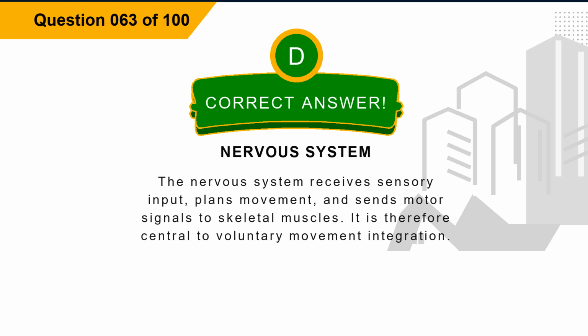Explanation. The nervous system receives sensory input, plans movement, and sends motor signals to skeletal muscles. It is therefore central to voluntary movement integration.